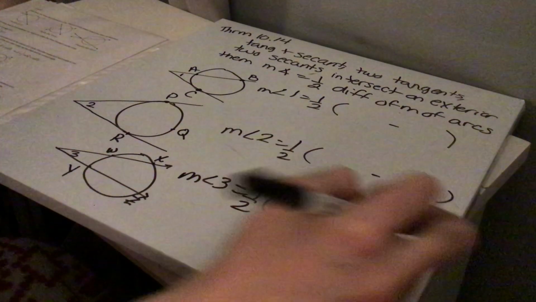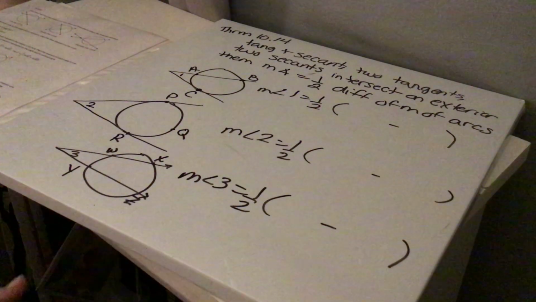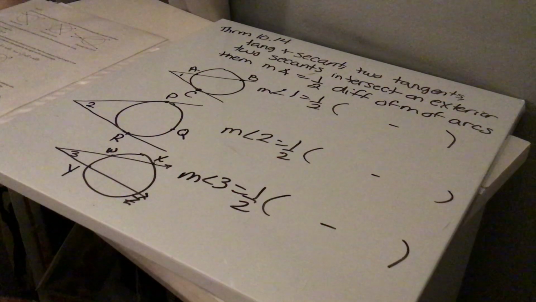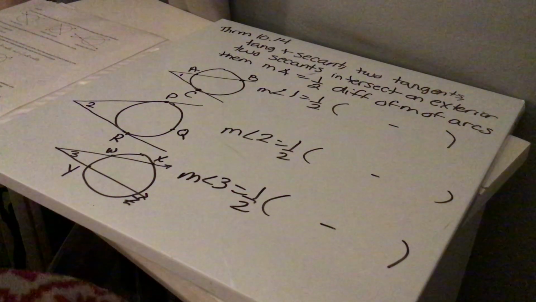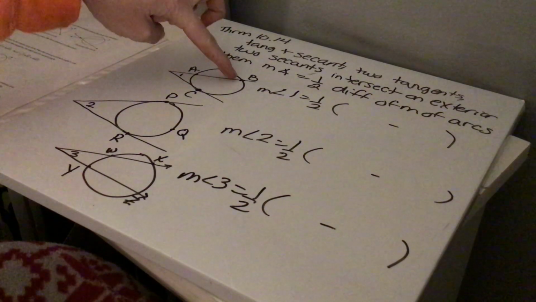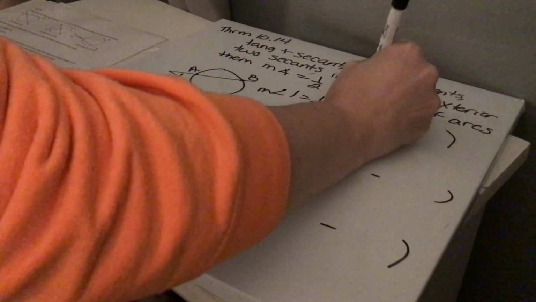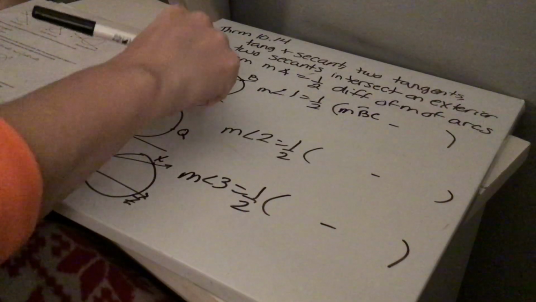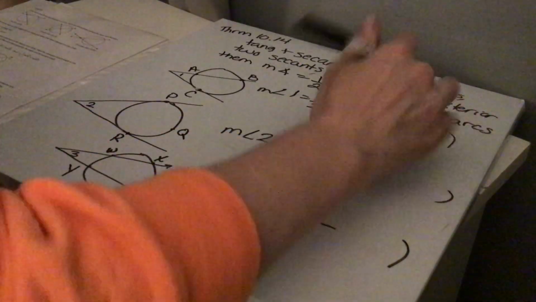Okay, difference means subtraction. So it's the difference in the 2 arcs formed by the angle. It's always going to be the bigger minus the smaller, okay? So out here, angle 1, first arc is BC minus AC, which is the other intercepted arc.